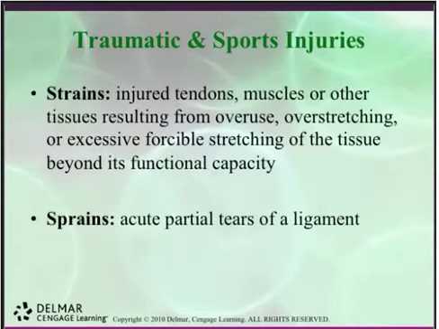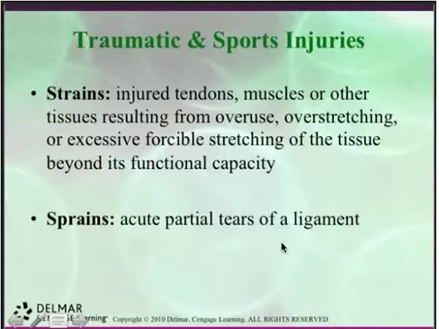Strains are injured tendons, muscles, or other tissues that result from overuse, overstretching, or excessive forcible stretching of the tissue beyond its functional capacity. The way I remember this, the T in strain is like the T in tendon, so strains tend to address tendons and other soft tissues. Sprains are acute partial tears of a ligament.